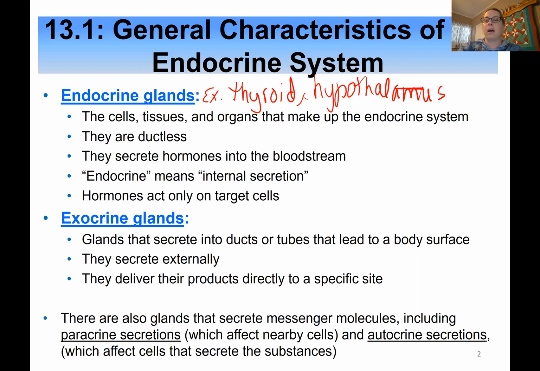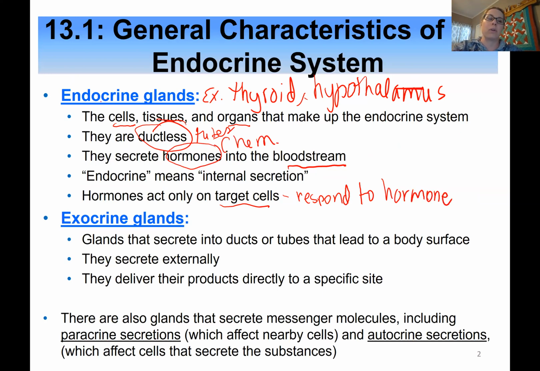Endocrine glands make up the endocrine system along with cells and other organs or tissues. These cells, organs, and tissues are going to secrete chemicals called hormones. They're kind of like chemical messengers called hormones into the bloodstream. They do not have ducts or tubes that transport the hormones. The hormones enter the blood and then circulate all throughout the body. Those hormones are then going to act on what we call target cells. These are the cells that respond to the hormone.